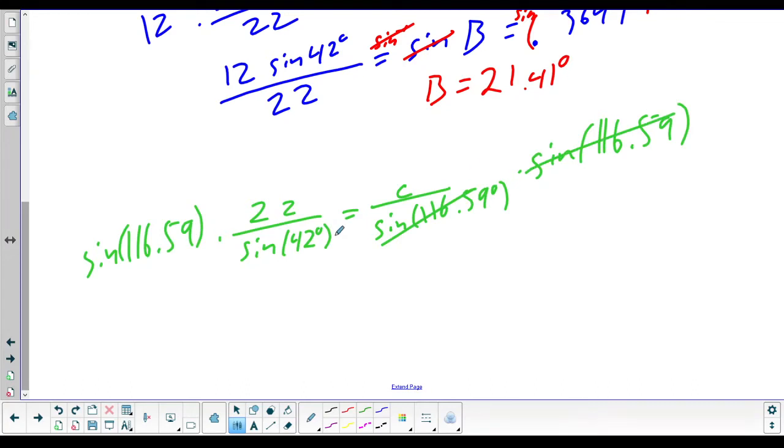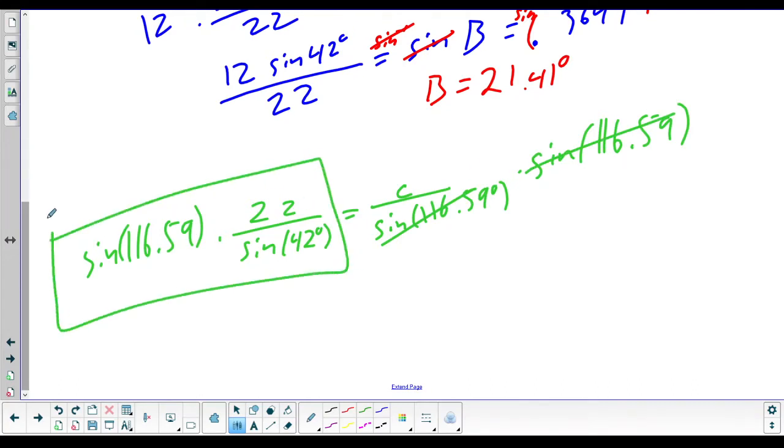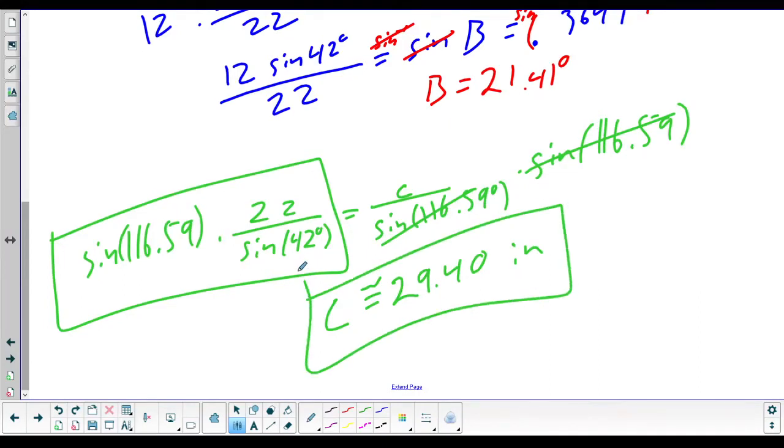These cancel, and then this mess, you throw that into your calculator. When you do that, you should get that C equals 29.40 inches about. And there we go. Now we know everything about that triangle. Wonderful.